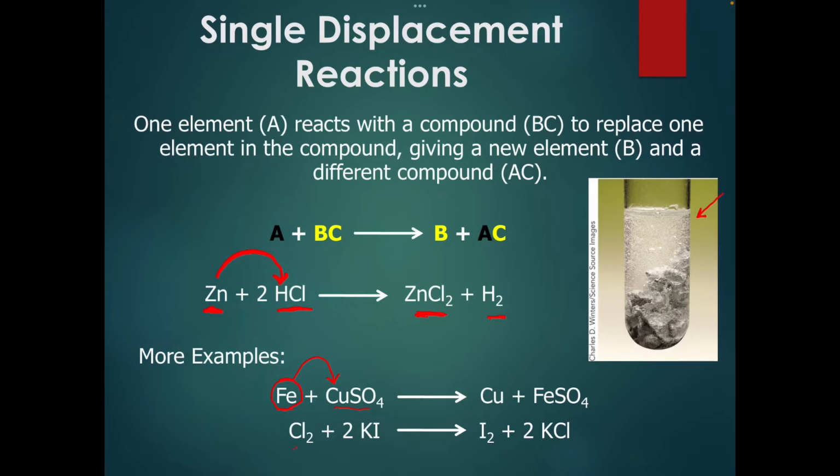In this example, again, we have an element and a compound. Chlorine here is a nonmetal, so it's going to go kick out the nonmetal, which is iodine. So then iodine ends up by itself and potassium ends up bonded to chlorine. So it depends on whether your single element that's reacting is a metal or a nonmetal. If it's a metal, it'll kick the metal out of the compound. If it's a nonmetal, it'll kick the nonmetal out of the compound.